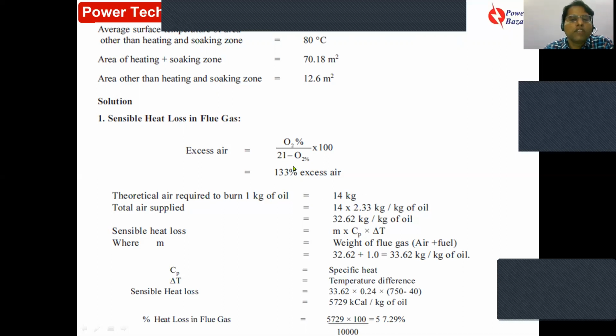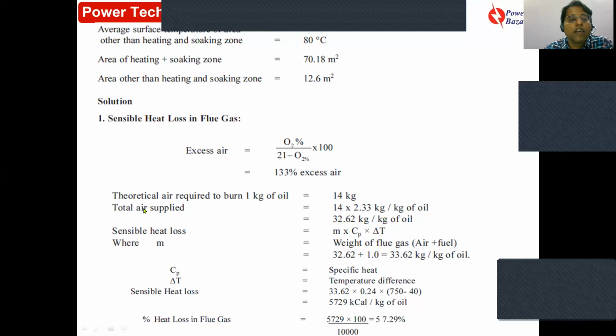Now, but what is this excess air? 1.33%. So that means 14 kg, the total air supplied will be 14 kg into 1 plus 1.33%. That means 1 plus 1.33, so 2.33 kg of oil. So total air supplied will be this much in kg per kg of oil. So 32.62 kg of air is required per kg of oil.